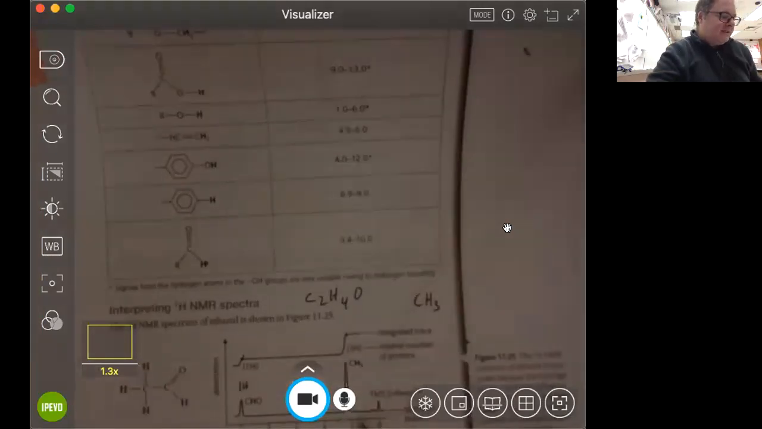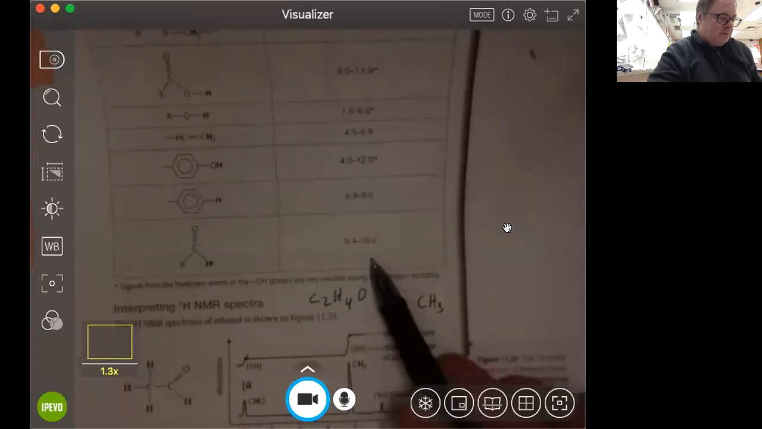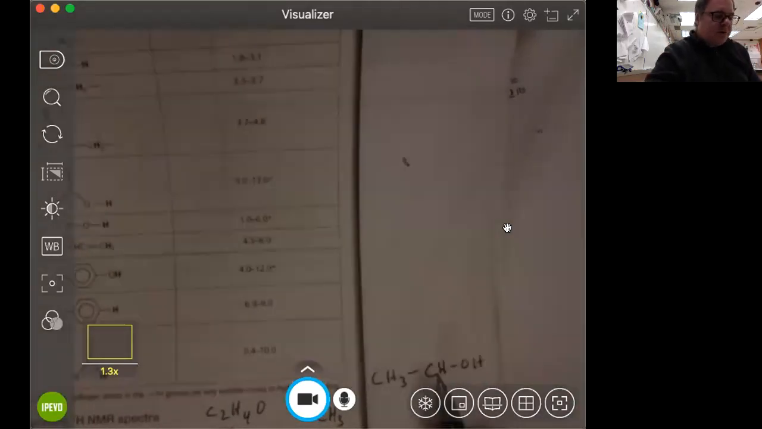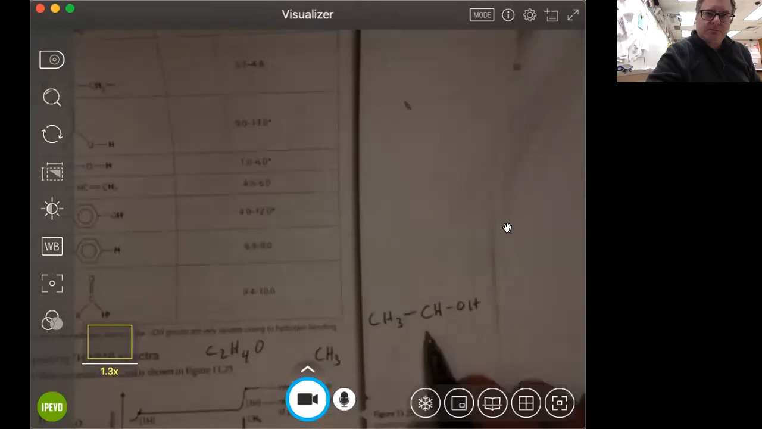Now, what's telling us that this is not an alcohol? That's a little bit harder. But since we do have that right about 10, 9.4 to 10 tells us that it probably is a double bonded O. Let's just play the idea of maybe it is an alcohol. But the problem with that is we have CH3, CH, OH. What's wrong with this carbon right here? It's not fulfilled. You got it.